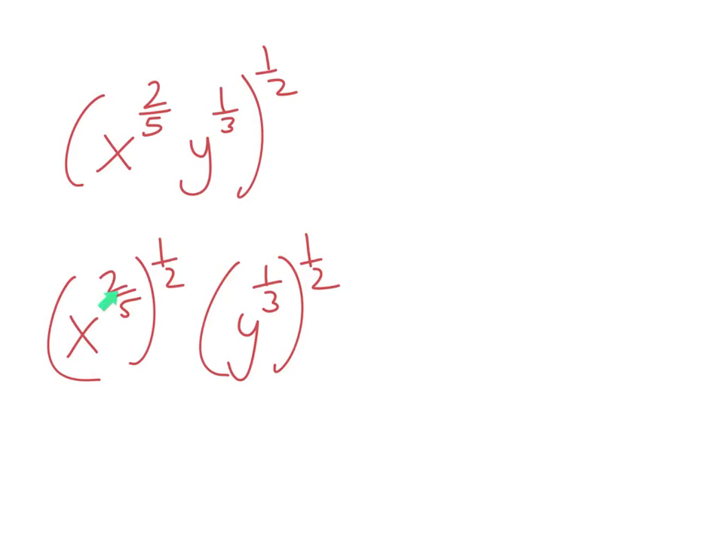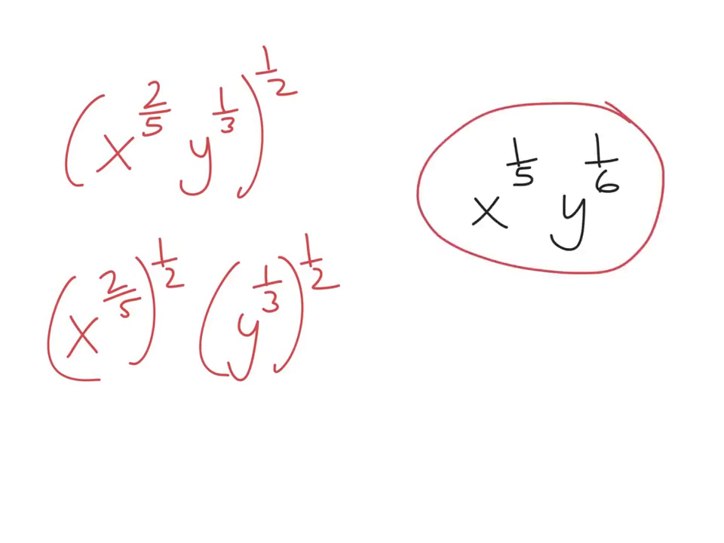So what is 2/5 times 1/2? 1/5. The 2's just cancel. What about 1/3 times 1/2? 1/6. Multiply across the top, multiply across the bottom, and that's it. So x to the 1/5, y to the 1/6. We're just multiplying the powers when they're a power to a power. The point of these exercises is for you to apply those power rules that you already know, except the powers are just going to happen to be fractions.